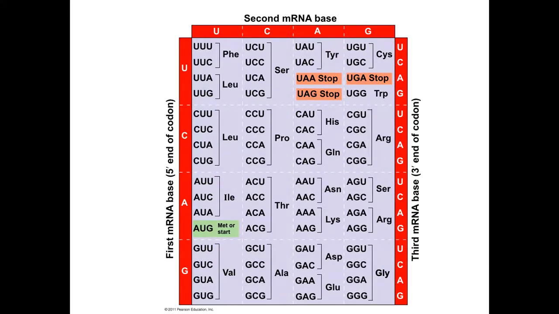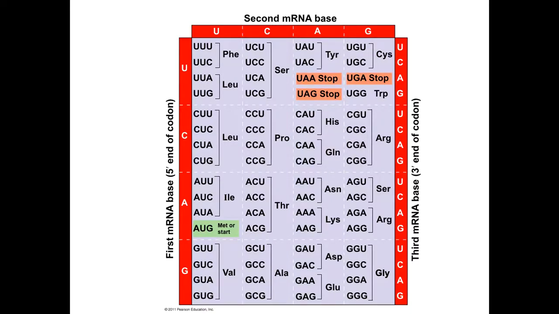So for instance, UUU and UUC both mean the amino acid phenylalanine. All of these right here, these 6 words, all mean leucine. Some of them don't have synonyms. For instance, AUG and UGG only have one word. AUG means methionine, UGG means tryptophan. But most of them have at least 2.